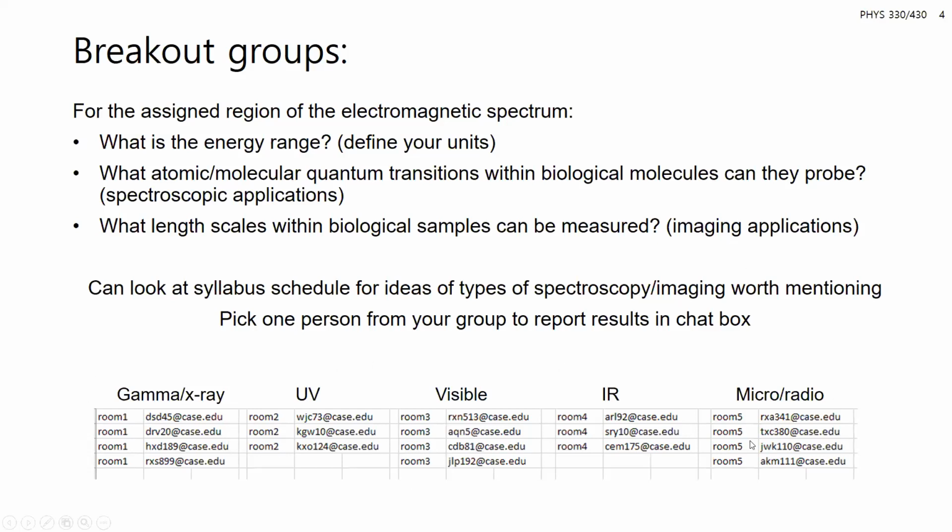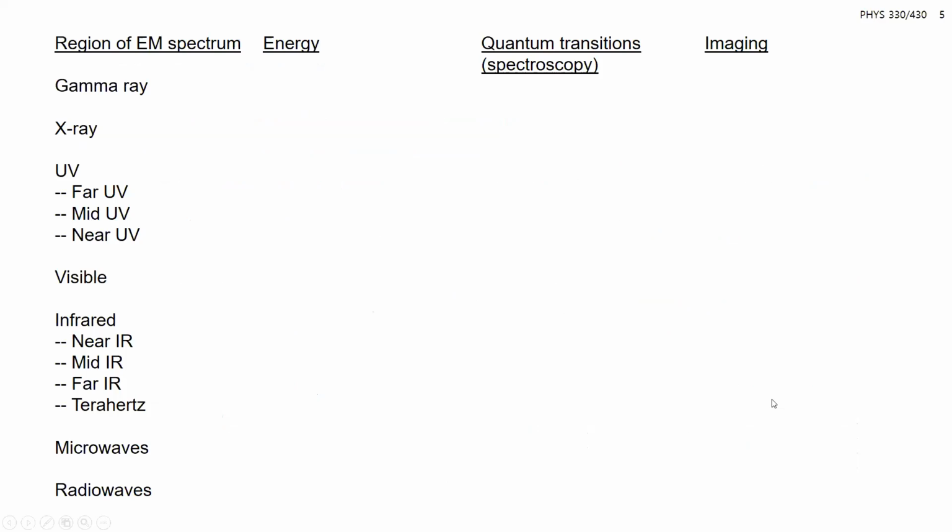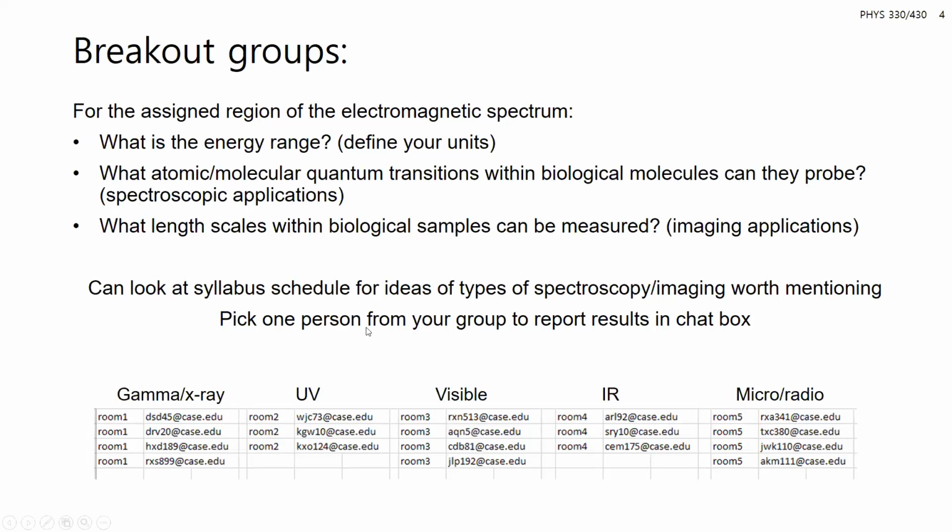These are your net IDs. I pre-assigned them. Hopefully you should go to the right breakout rooms. But I'd like you to discuss this for the specific regions of the electromagnetic spectrum. And then on the next slide, we're going to fill this table out. So also pick one person from your group who will type out your results or your discussion in the chat box. So I'll break you into these groups. Take some time to introduce yourselves since we're not in the actual physical classroom.